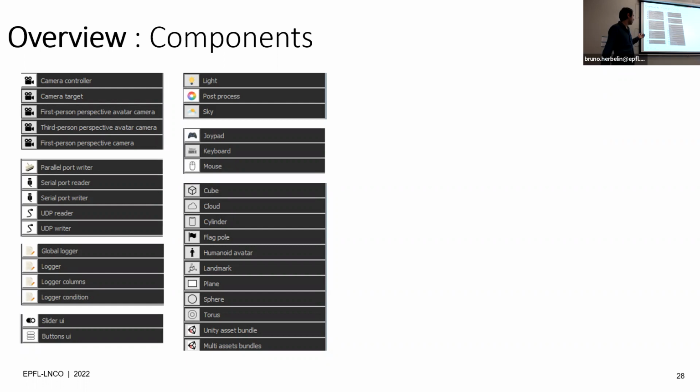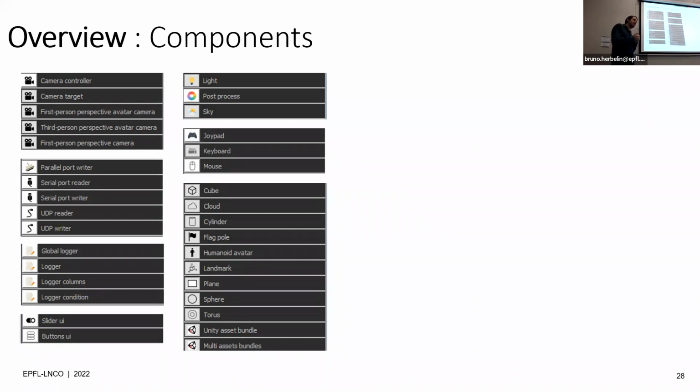So classic cube, sphere, and procedural shapes. You can load point cloud files. You can use the flagpole we saw in your experiment. You can load human avatars, and link to the Unity asset bundle. That is very important. It's the way to load components you have made in Unity, if you are used to it, because this software is not made for replicating it.